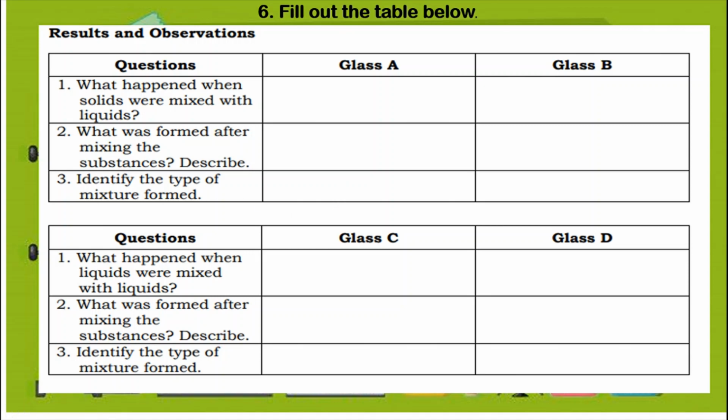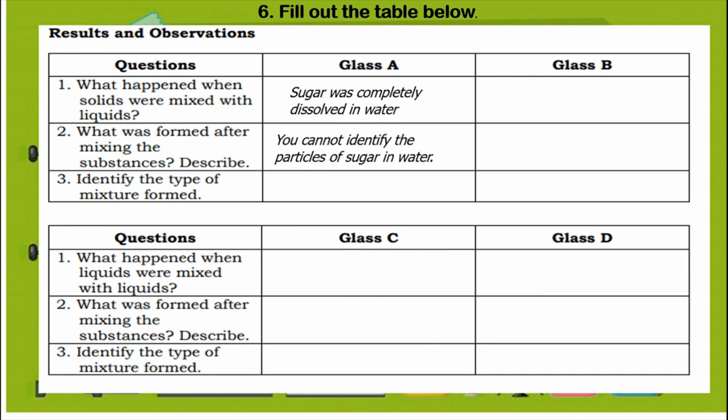Unahan sa nato ang glass A. So what happened when solids were mixed with liquids? Unsay nahitabo? Sugar was completely dissolved in water. Then sa number 2 question, what was formed after mixing the substances? You cannot identify the particles of sugar in water. Pakita na ko sa inyo kaganina na unsa nahitabo, di na nimo makita ang sugar nga naa sa ilalim sa tubig kay na-dissolve na, completely dissolved na siya.